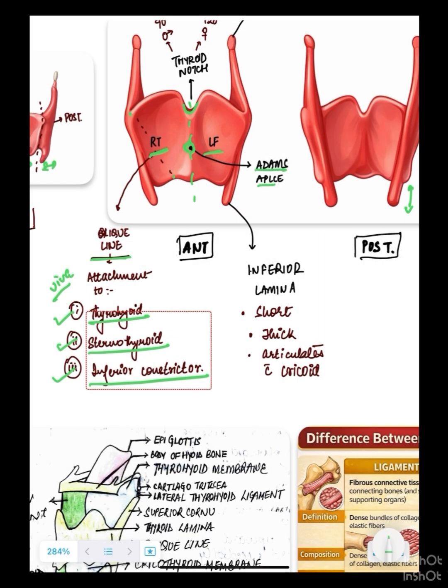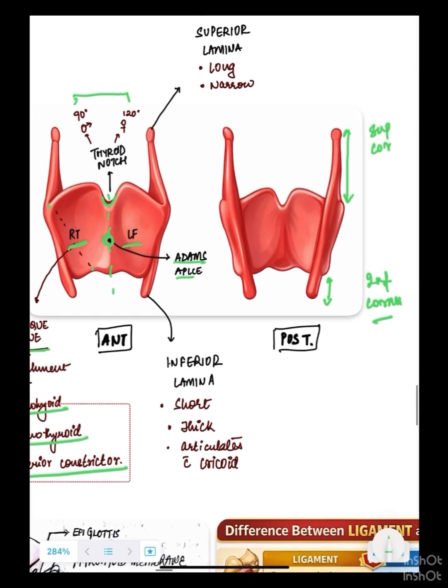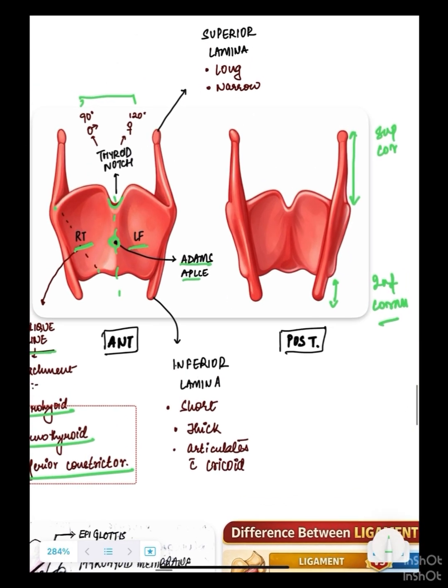Next, when we talk about the difference between the superior cornua and the inferior cornua, the superior cornua is long and narrow, whereas the inferior cornua is short, thick, and it articulates with the cricoid. These are the differences between the superior cornua and the inferior cornua.